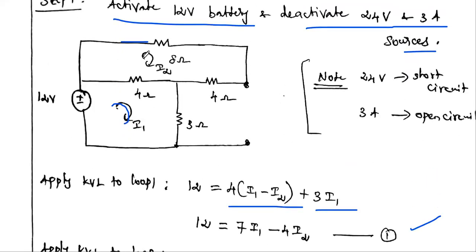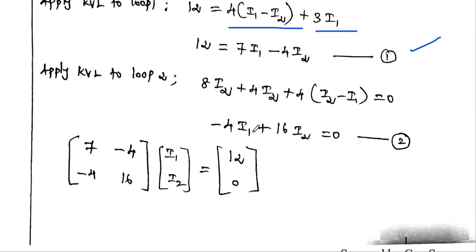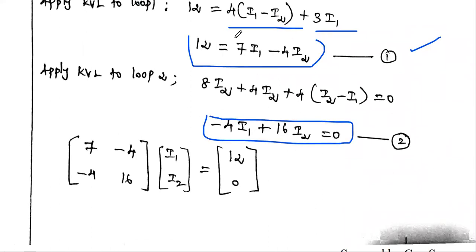Similarly, you write KVL for the second loop: 8 into I2 plus 4 into (I2 minus I1) equal to 0, since in the second loop there are no sources. Okay, so that's why we can get the equation like this. This is equation number 1 and equation number 2.